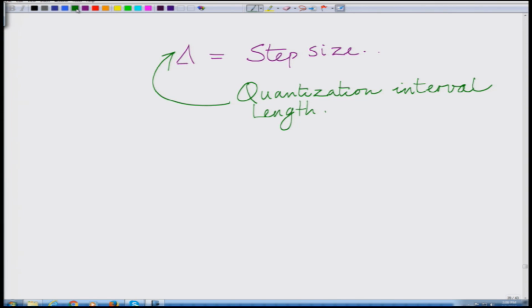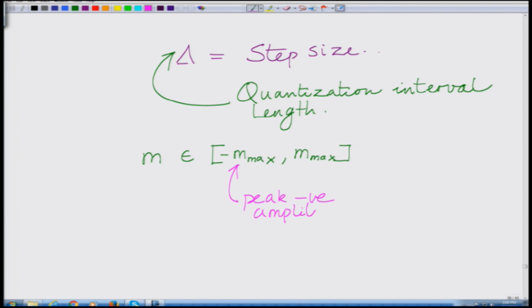Okay. Now, let us say the signal m spans from minus m max to m max. So, this is your maximum amplitude, or peak negative amplitude, let us put it that way. And we are assuming it to be symmetric, and this is your peak positive amplitude. M max is your peak positive amplitude.